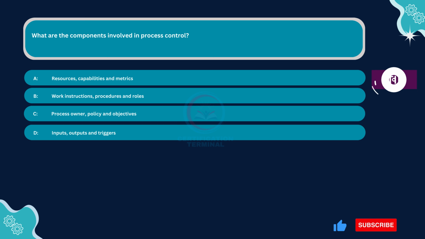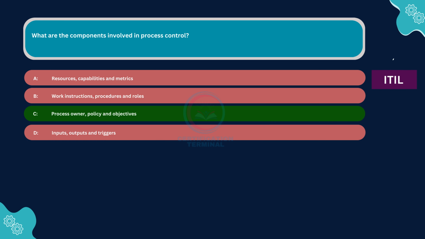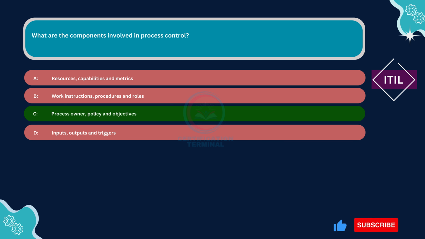The correct answer is Option C, process owner, policy and objectives. Process owner is responsible for overseeing the process but not an element of process control. Policy provides guidelines and rules for process management. Objectives define what the process aims to achieve.